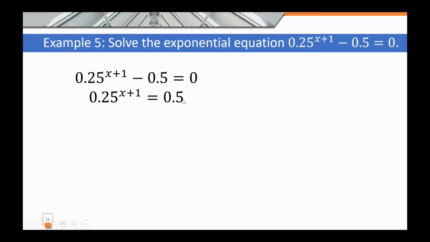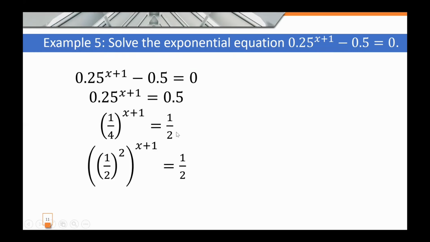These decimals can be converted into fraction. 0.25, that is equal to 1/4, and 0.5 in fraction, that is 1/2. 1/4 and 1/2 are the bases. So, dapat maging pareho sila for you to bring down the exponents. 1/4 can be equal to 1/2 raised to 2 because 1 squared is 1 and 2 squared is 4. So now, pareho na yung base sa left side and sa right side.